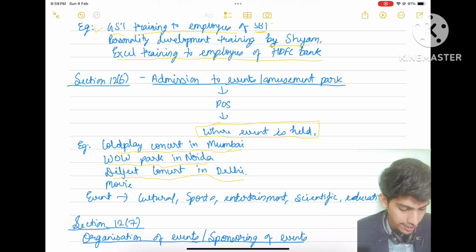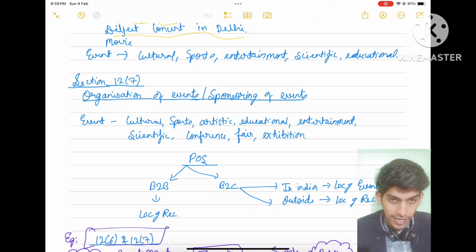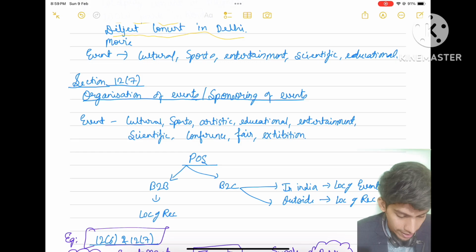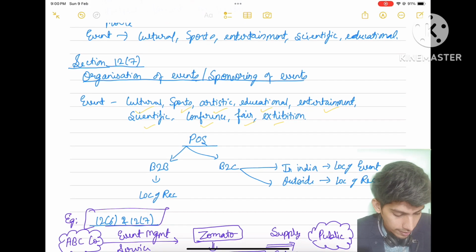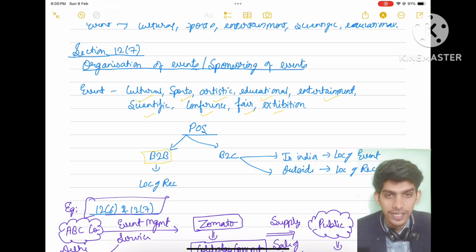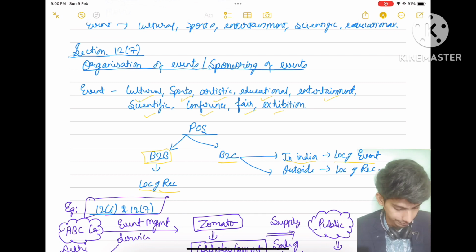Okay, then section 12 subsection 7. This section is also related to events, but it is about organization of events and sponsoring of events. An event can be cultural, sports, artistic, educational, entertainment, scientific, conference, fair, exhibition. These are types of events. Place of supply will be, in case of B2B, where we supply to a registered person, the location of such recipient. And in case of B2C, supply to an unregistered person, if it is in India, the location of the event. If outside India, then the location of the recipient.